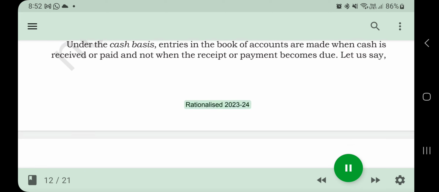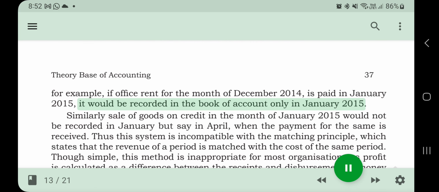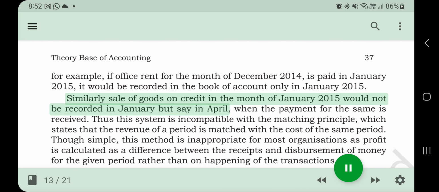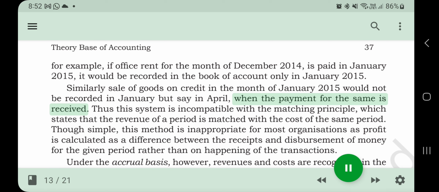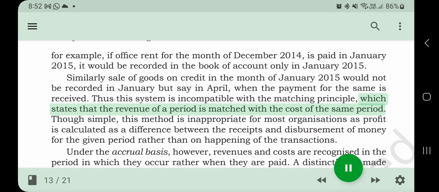For example, if office rent for the month of December 2014 is paid in January 2015, it would be recorded in the book of account only in January 2015. Similarly, sale of goods on credit in the month of January 2015 would not be recorded in January but say in April, when the payment for the same is received. Thus this system is incompatible with the matching principle, which states that the revenue of a period is matched with the cost of the same period.